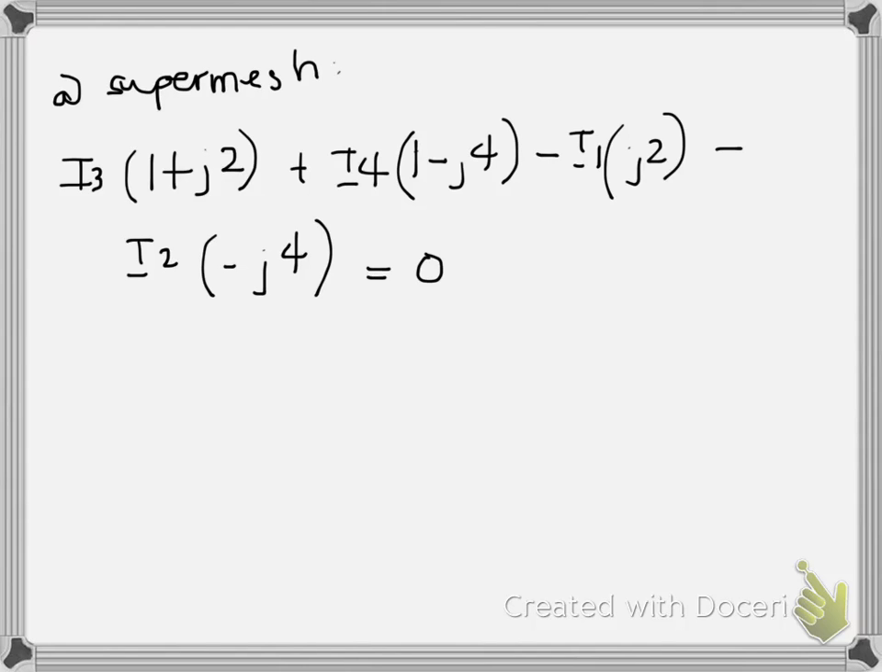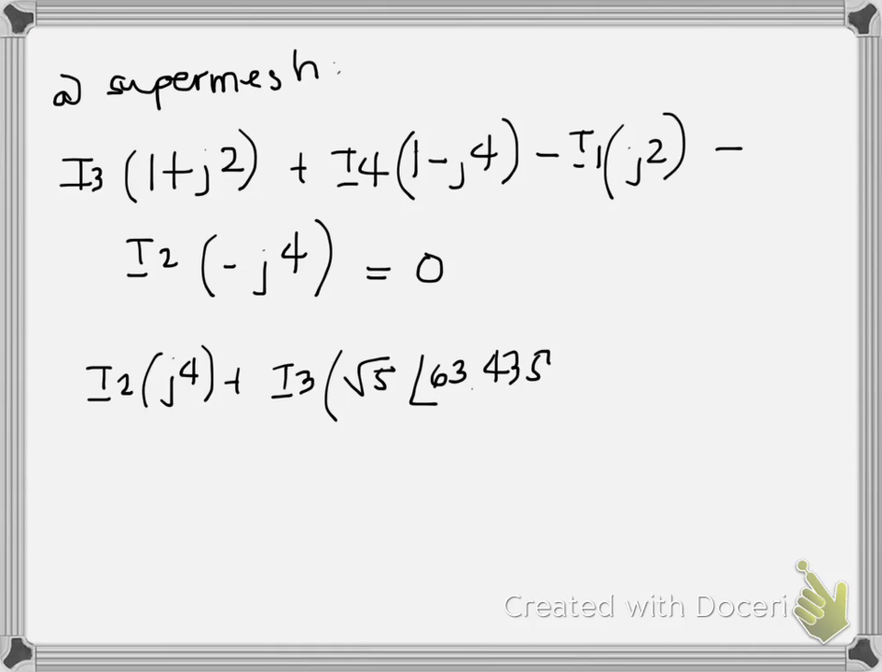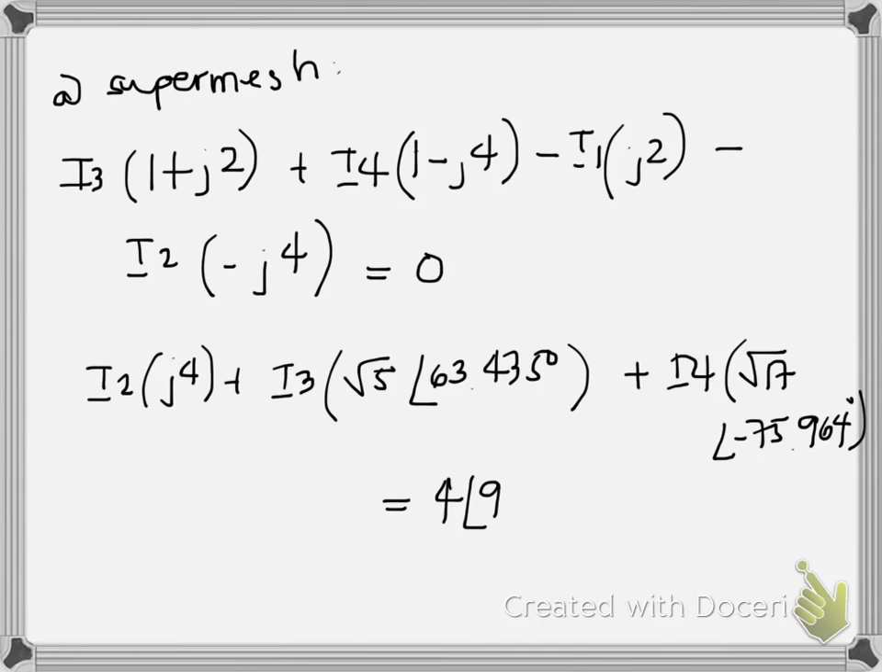And simplifying this equation, we have I2 times J4 plus I3 times square root of 5 angle 63.435 plus I4 times square root of 17 angle minus 75.964 degrees equals 4 angle 90. Equation 3.